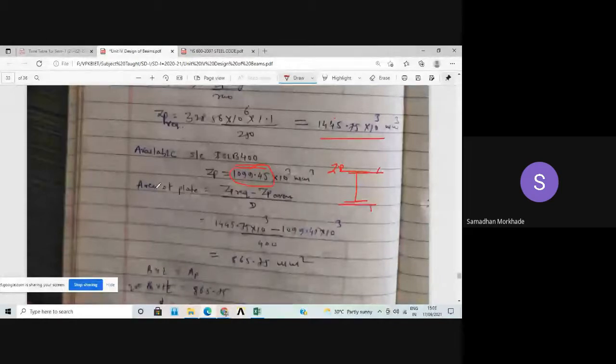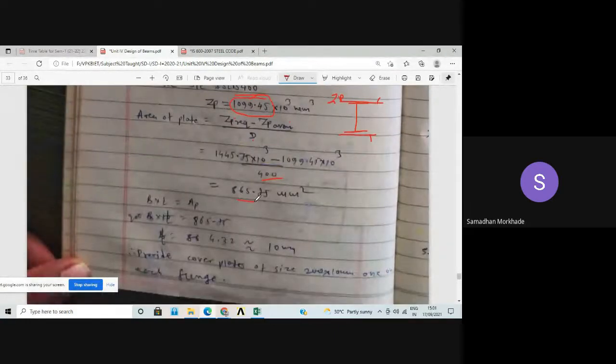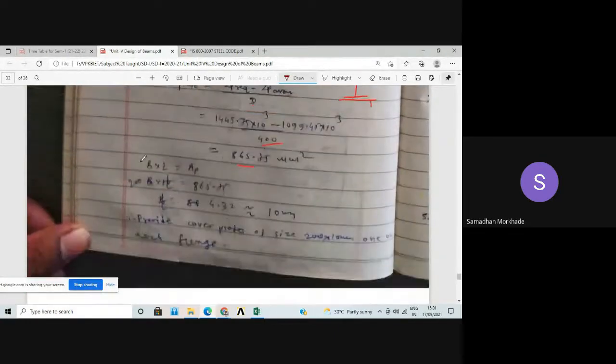Area of this plate is equal to ZP required minus ZP available divided by overall depth of the section. So ZP required is 1445 minus available is 1099, divided by 400, so that will give the area as 865.75. Now area of plate, B into T, is equal to area of plates.